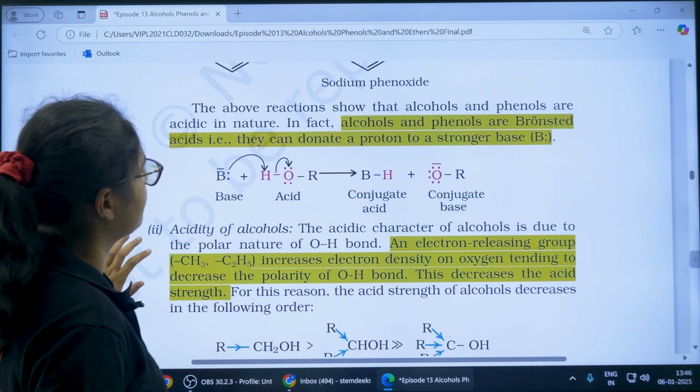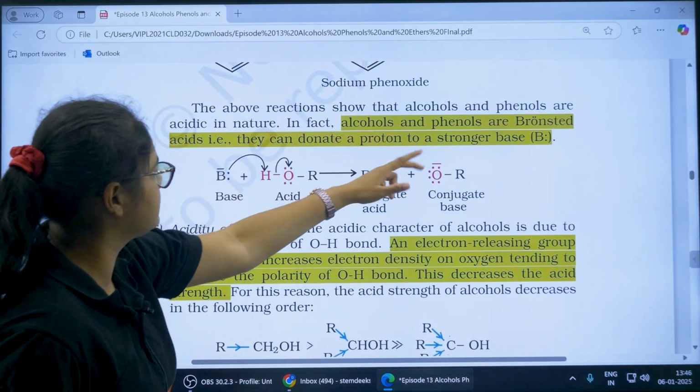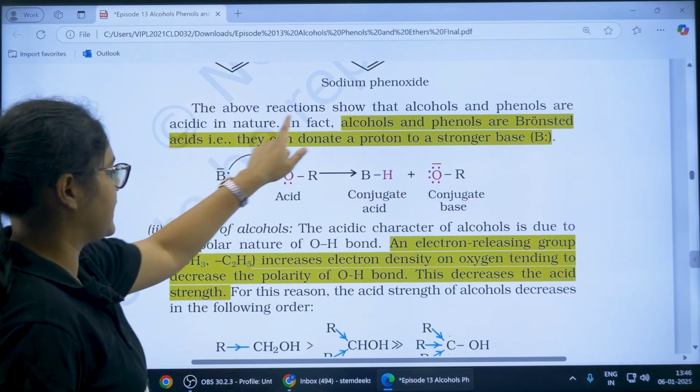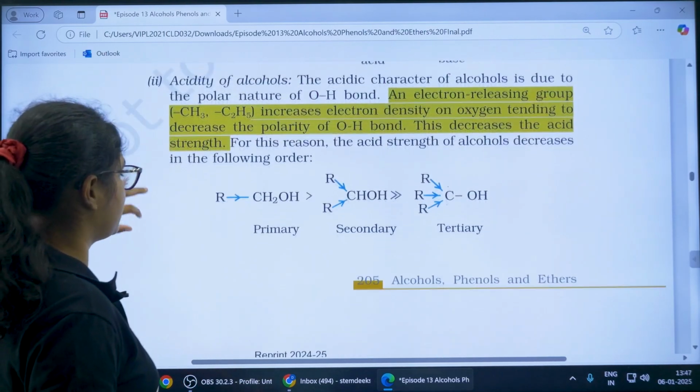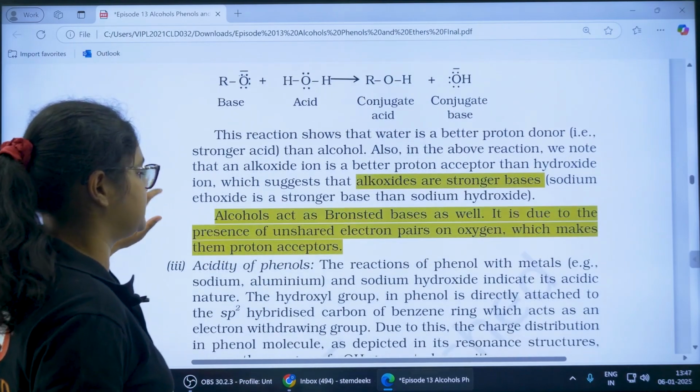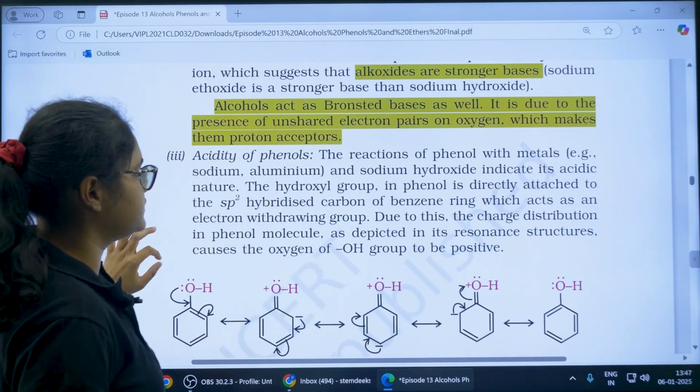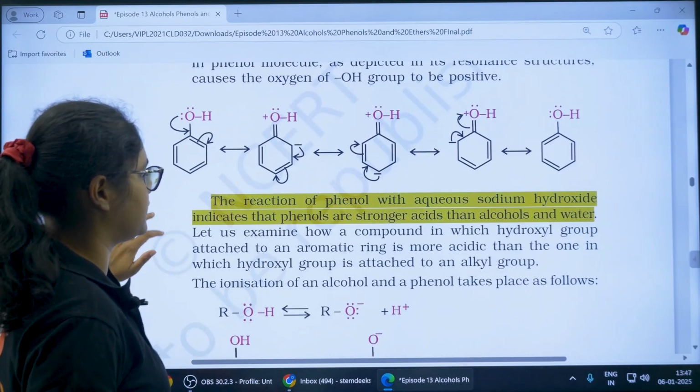Yes, alcohols and phenols are Bronsted acids. Why? The reason is here. The reaction, you can write it this way. Then, why alcohols are Bronsted bases? This is the answer. Next, coming to acidity of phenols.